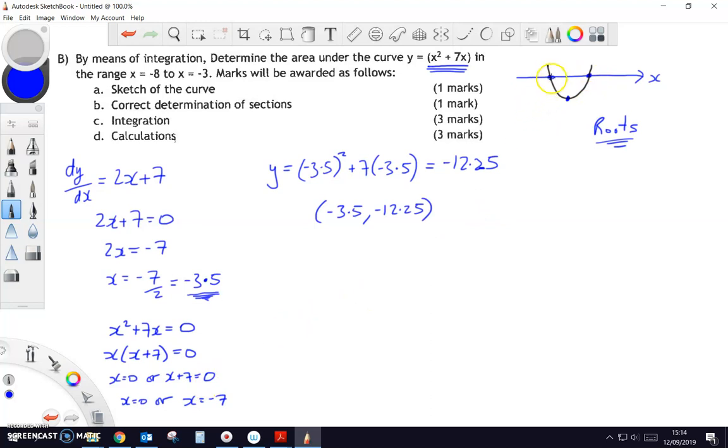Because they're on the x-axis, they're naturally going to have a y value of 0. We've set y to 0 here anyway. x squared plus 7x equals 0. So the coordinates will be 0, 0, which happens to be the origin, and minus 7, 0. So these 2 are known as our roots. And down here, this one is our minimum point.